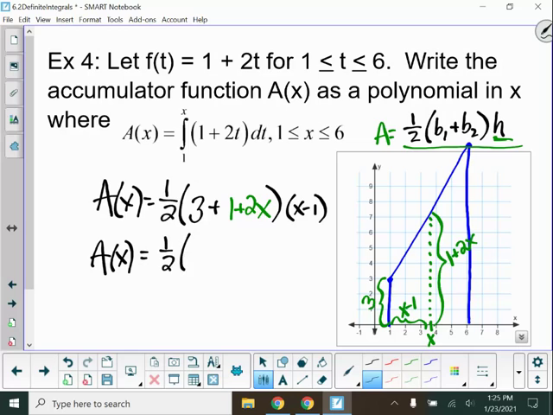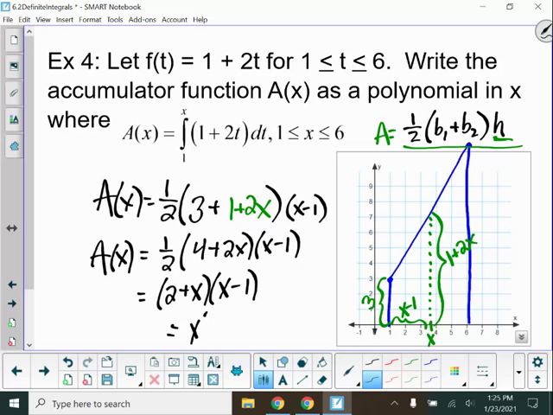So I have 1/2 times 4 plus 2x. Distribute the 1/2. So I have 2 plus x times x minus 1. And whenever I multiply those together and simplify, I'm going to end up with x squared plus x minus 2. X squared plus x minus 2.